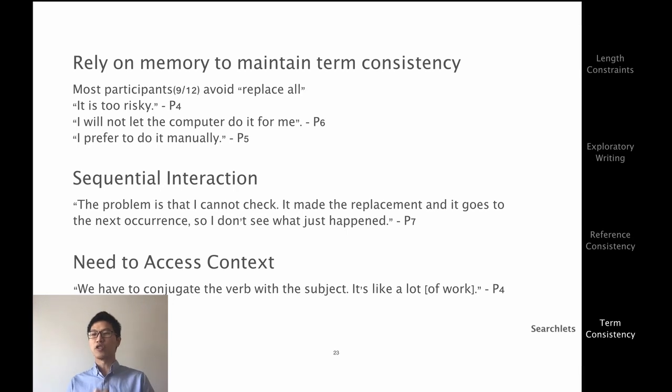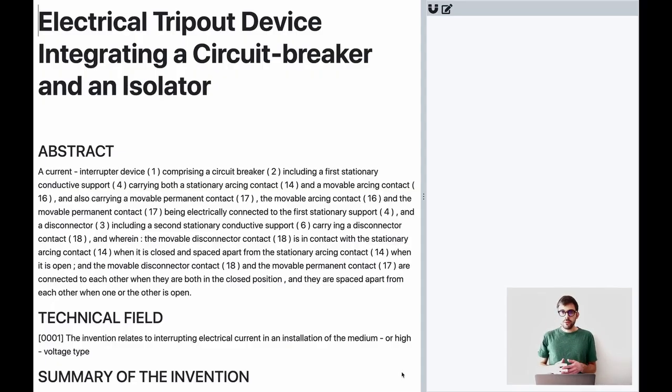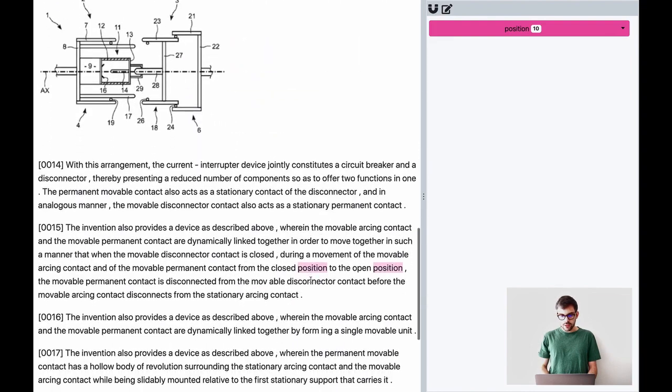Now let's see how Searchlet can address this issue. In this example, I want to find occurrences of the word position and replace them with the word state. I will start by selecting an occurrence to create the textlet, and then turn on the search behavior, which will highlight the occurrences on the document.